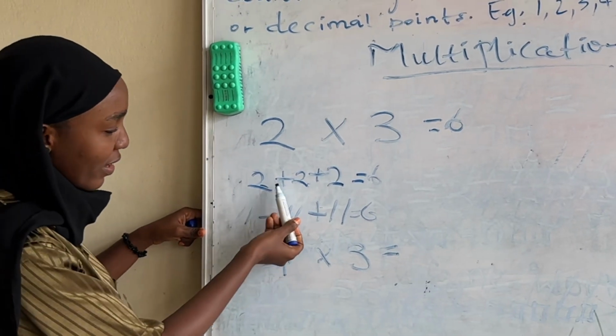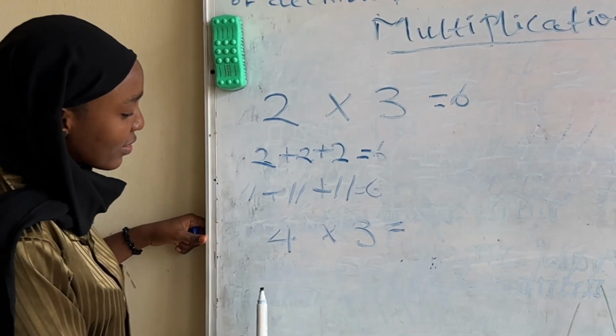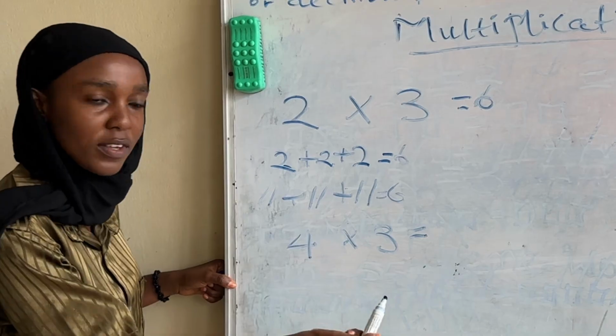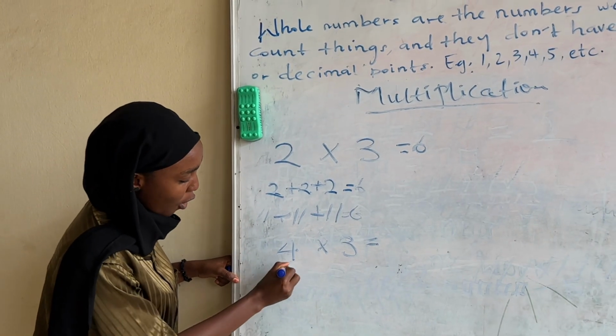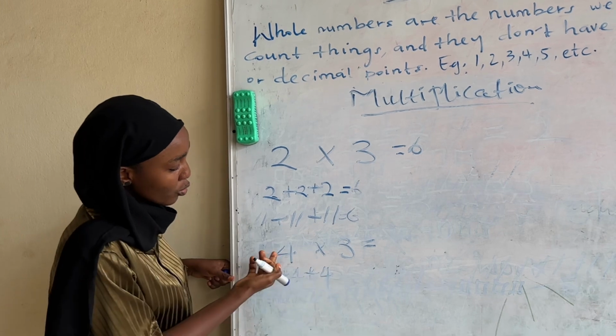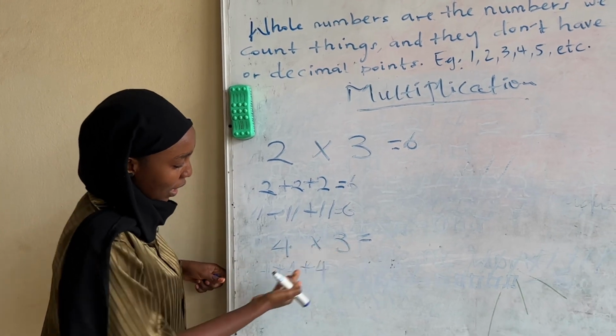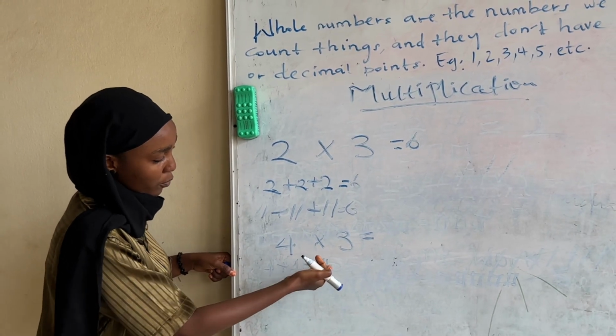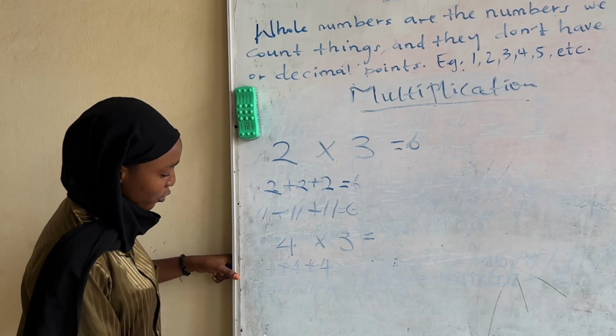What I said here is going to be applied here. That is 4 in 3 places. Instead of doing 4 plus 4 plus 4, you do 4 times 3. And when we say 4 plus 4 plus 4, it gives you 12. So this is how you do it.